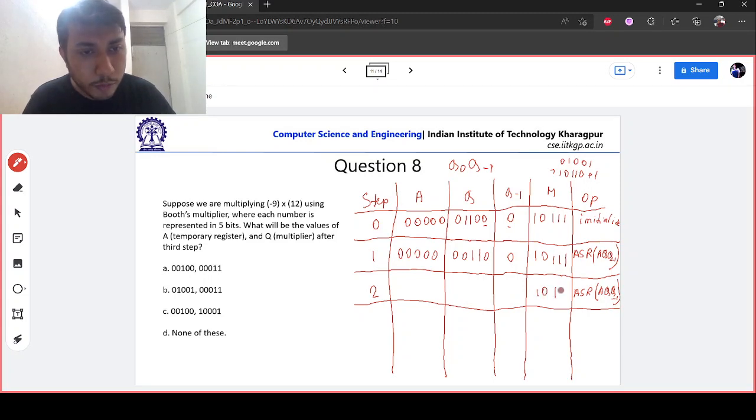M will remain the same. Let's write out M first. So what will be the value? 0 will be shifted here. 1 will get shifted here. 1 will get shifted here. Then 0 0, and this 0 will be shifted here. This will be the value, and the rest, all 4 zeros again, will be shifted as they are, and the last one will again be 0. Right? Now step 3.